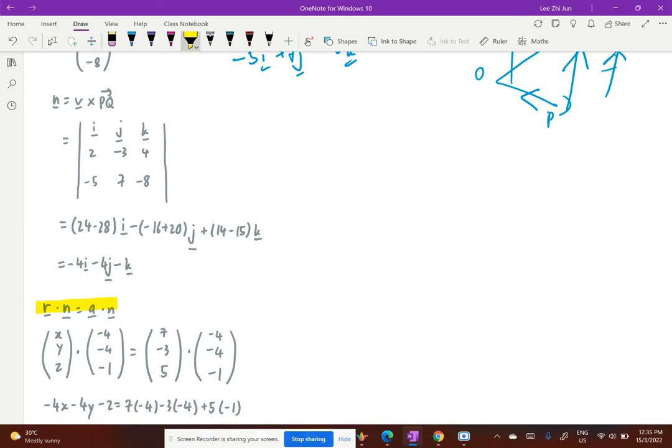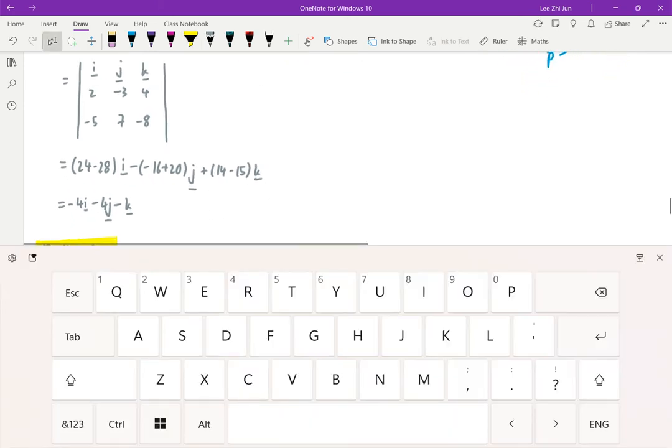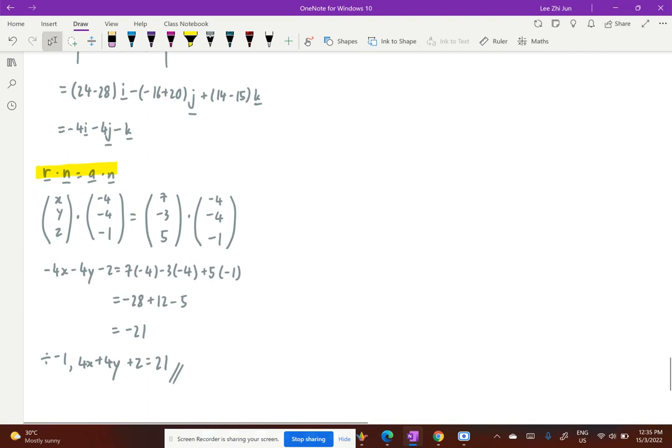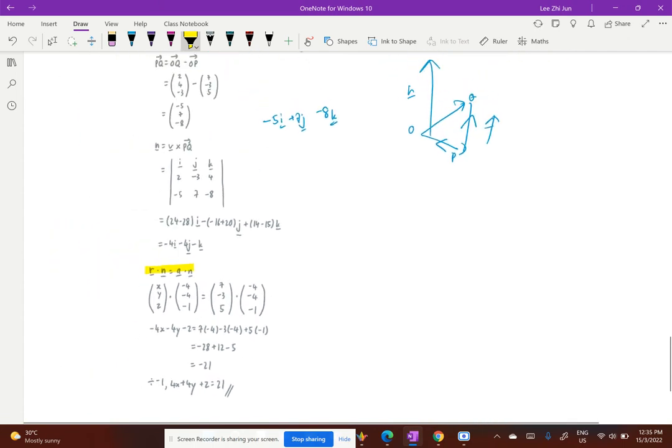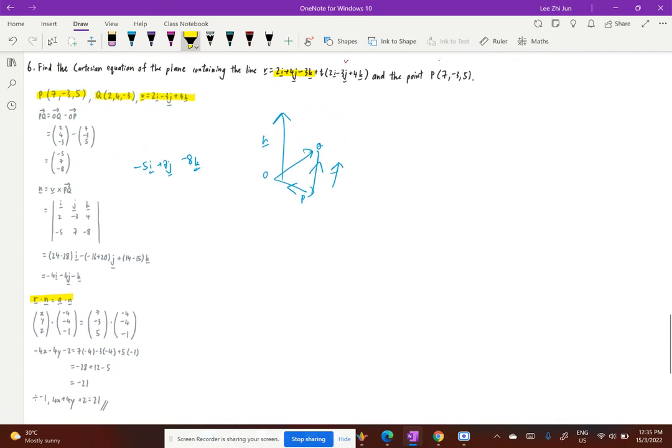Use back this r dot n equals a dot n. So I will get negative 4x minus 4y minus z equals negative 21. So I want to remove this negative to make it look nicer. So I multiply by negative 1. So 4x plus 4y plus z equals 21.